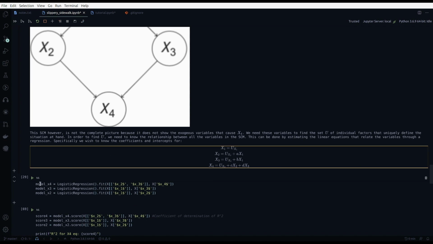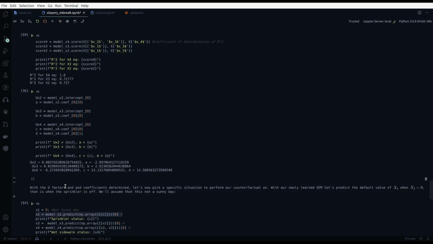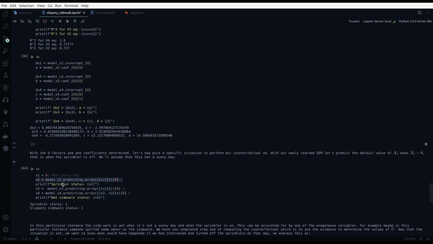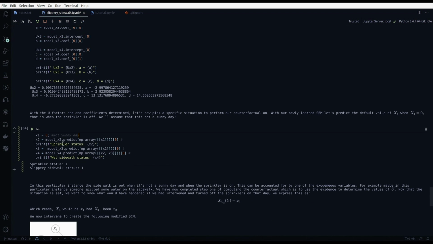And so then I'll fit a model for x4, x3, and x2, and from this model I'm going to get the intercepts, which is going to be the exogenous variables, and then the coefficients for each one of those expressions. And now I've set the situation, right? I've set the scene. I'm going to let the experiment run. So let's start by saying that x1 is not a sunny day. And I'm going to let the experiment run. And I get that the sprinklers are on, which is not necessarily what I would expect, but they're on. And the sidewalk is wet.